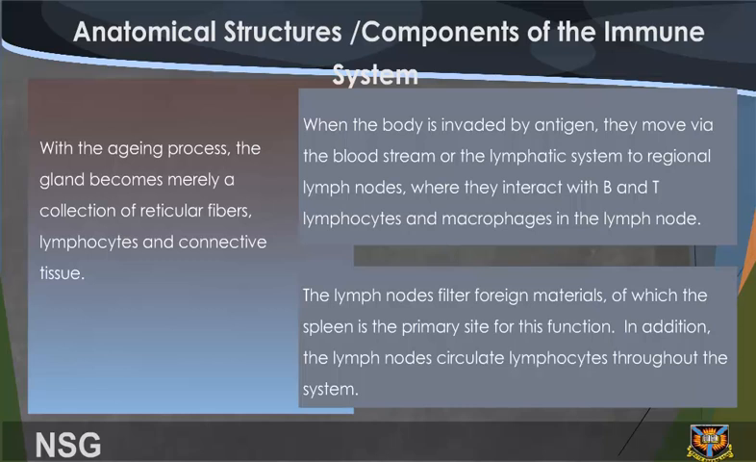When the body is invaded by antigen, they move via the bloodstream or the lymphatic system to regional lymph nodes, where they interact with B and T lymphocytes and macrophages in the lymph node. The lymph nodes filter foreign materials, of which the spleen is the primary site for this function. In addition, the lymph nodes circulate lymphocytes throughout the system.